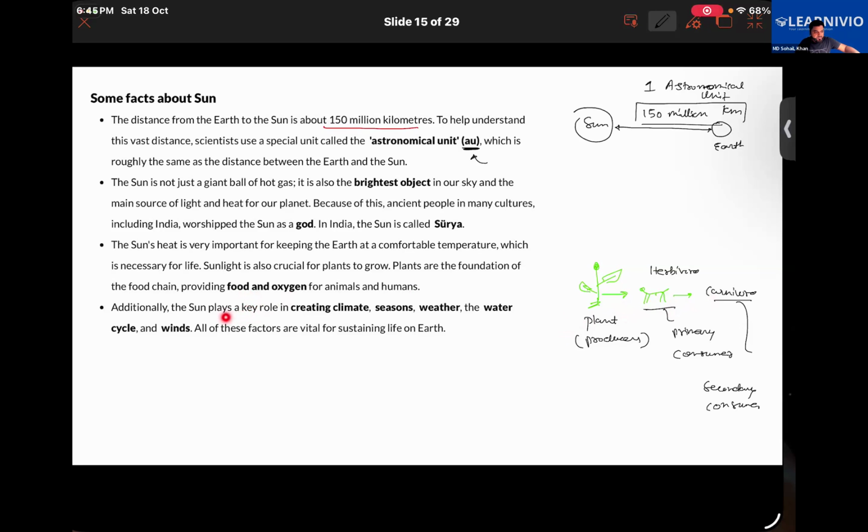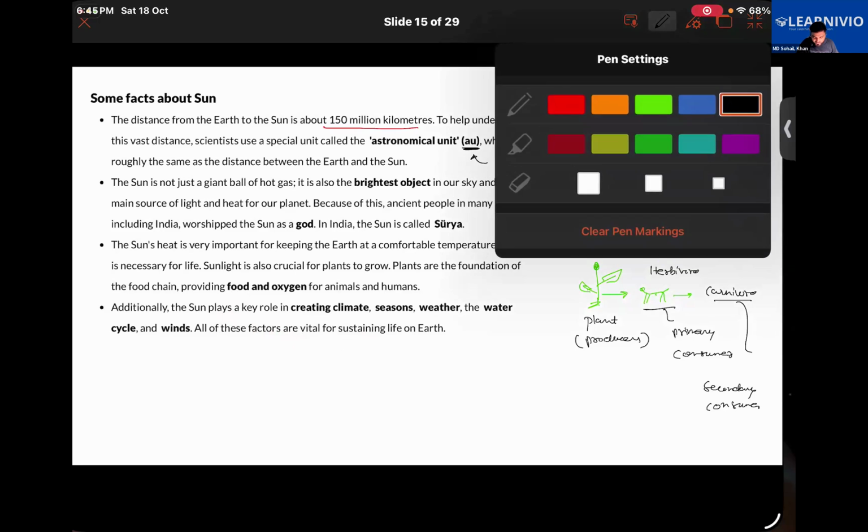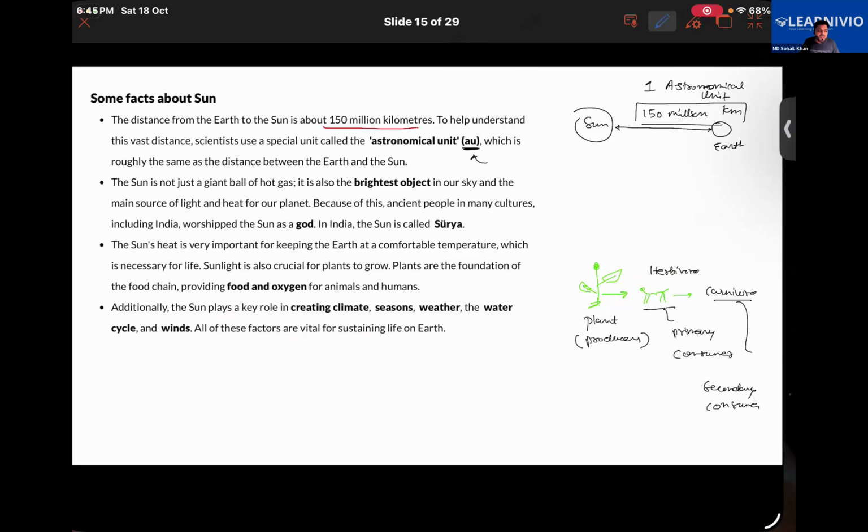Other than that, we see that sun also plays a role in creating climate, season, weather, the water cycle, and wind. All of these are important for sustaining life on Earth. Let me explain about that also in short. See, the reason why we are having different type of climate is also because of the sun, right?